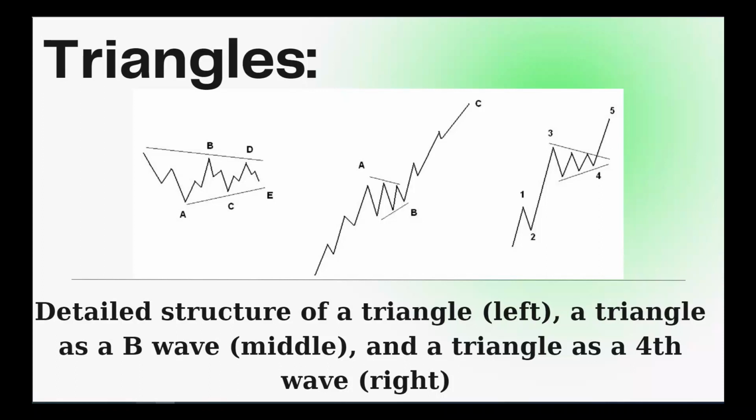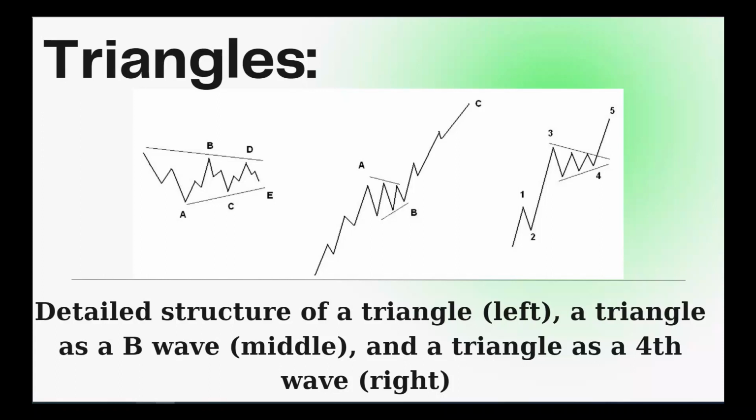Wave C is the third leg of the triangle and is another sharp move in the direction of the larger trend. It is often equal in length to wave A. Wave D is the fourth leg of the triangle and is a correction of wave C. It typically moves in the opposite direction of wave C and can be a zigzag or a triangle.